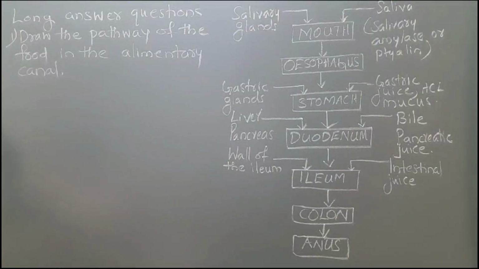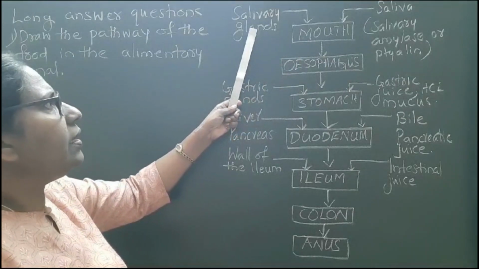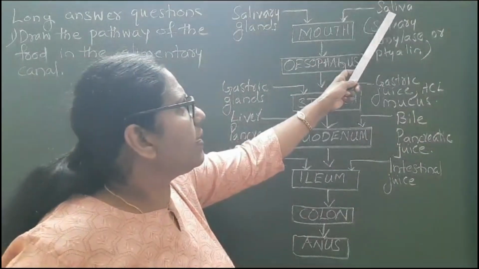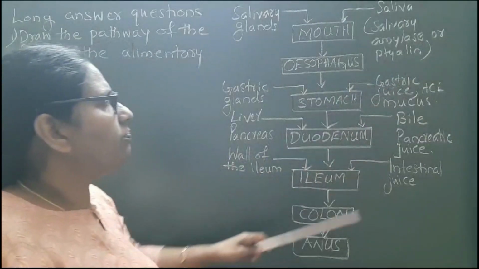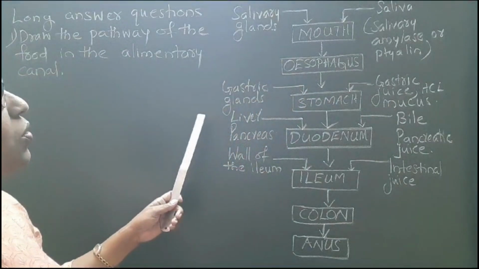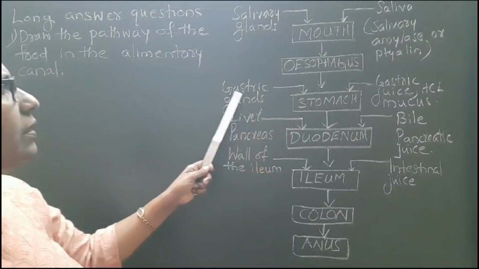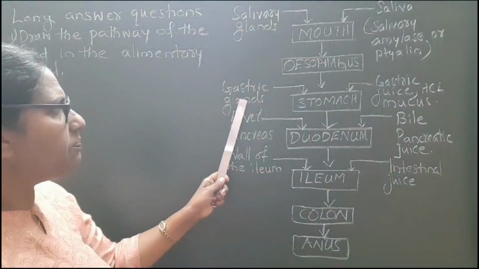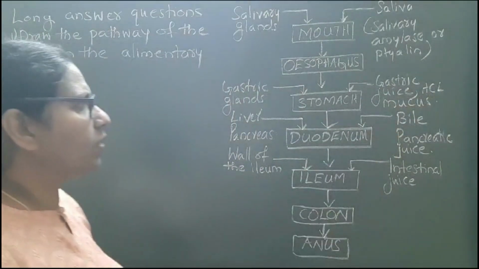Long answer questions. Question number 1. Draw the pathway of the food in the alimentary canal. First one is mouth. In the mouth there are salivary glands. These salivary glands secrete saliva which contains salivary amylase or ptyalin. Next, esophagus. Esophagus has no glands or any secretions. Then comes stomach. In the stomach there are gastric glands. These gastric glands secrete gastric juice, hydrochloric acid and mucus.